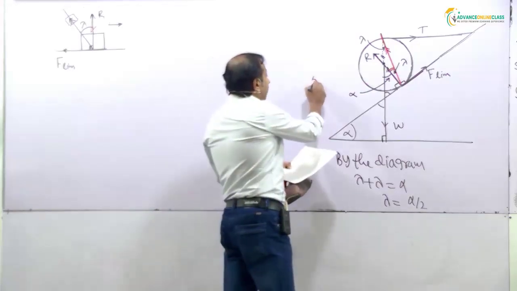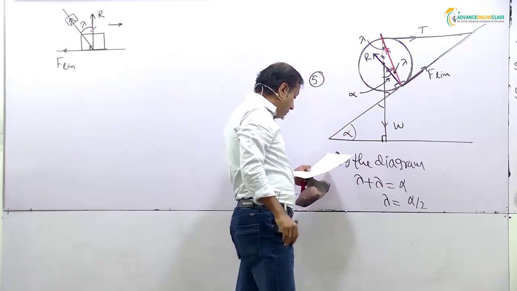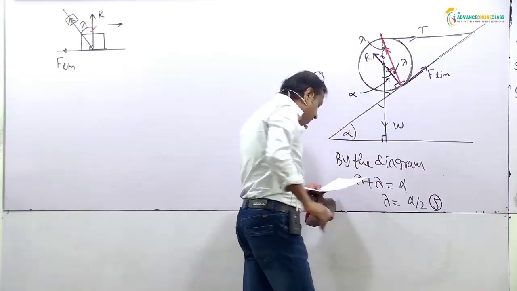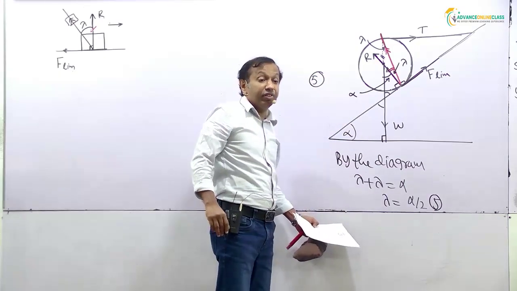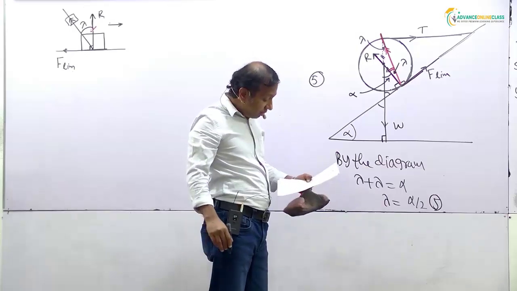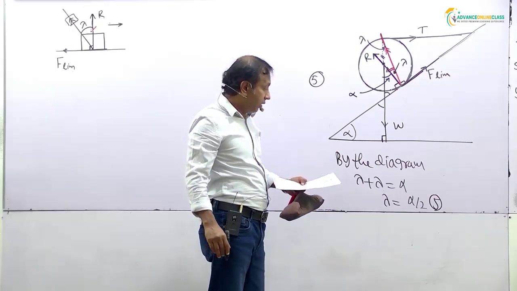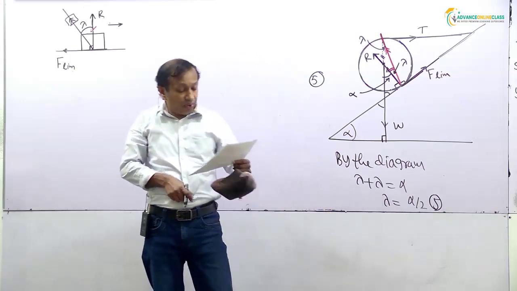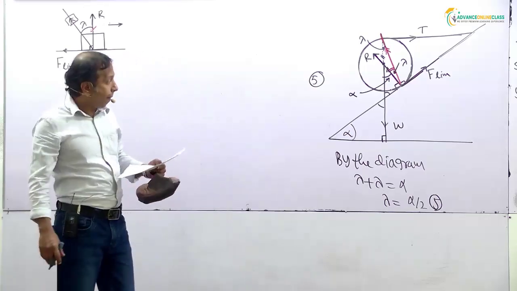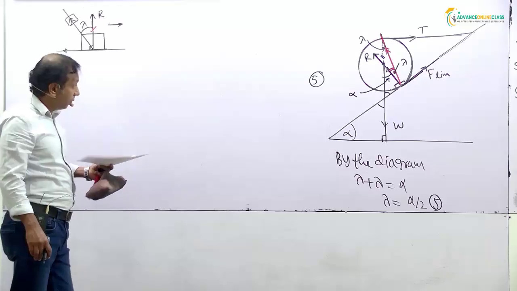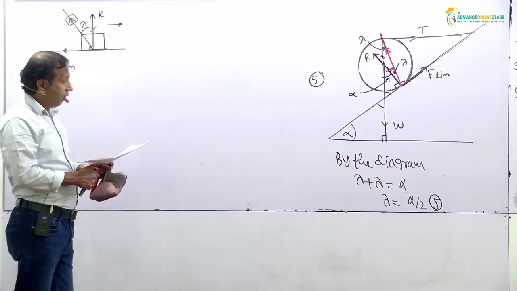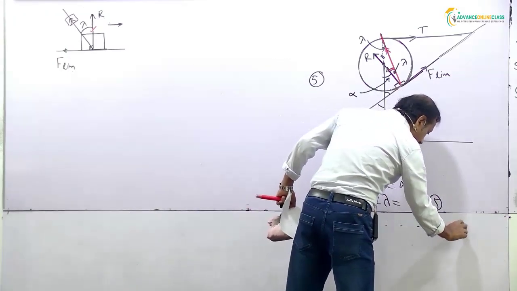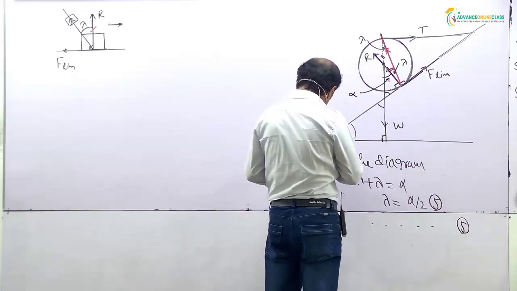The diagram gets 5 marks. In this case, you must write this in words: therefore, the angle of friction is alpha by 2. For that, you get another 5 marks. Write it down in a sentence. Therefore, the angle of friction is alpha by 2. For that statement, another 5 marks.